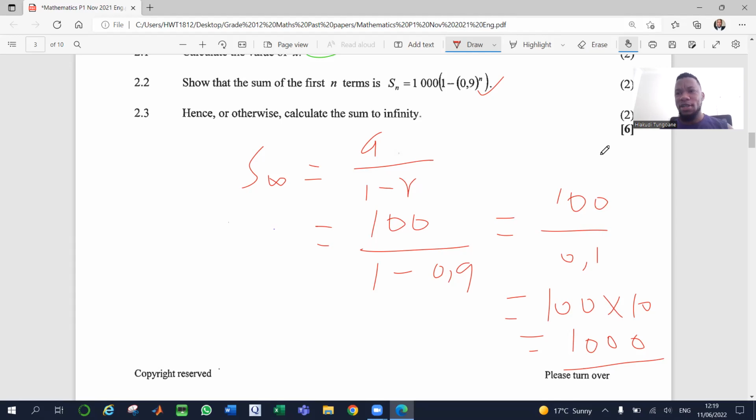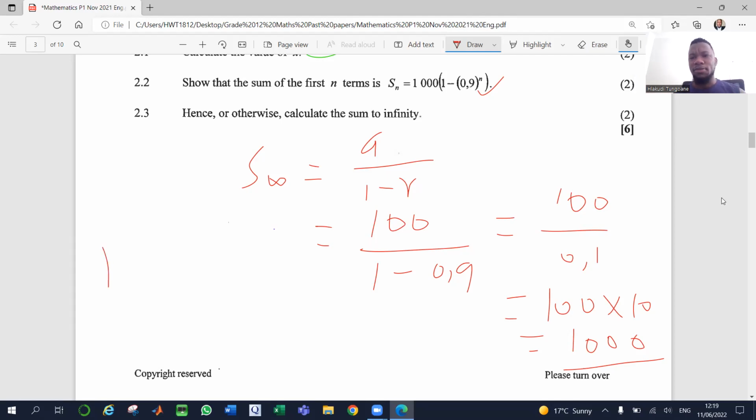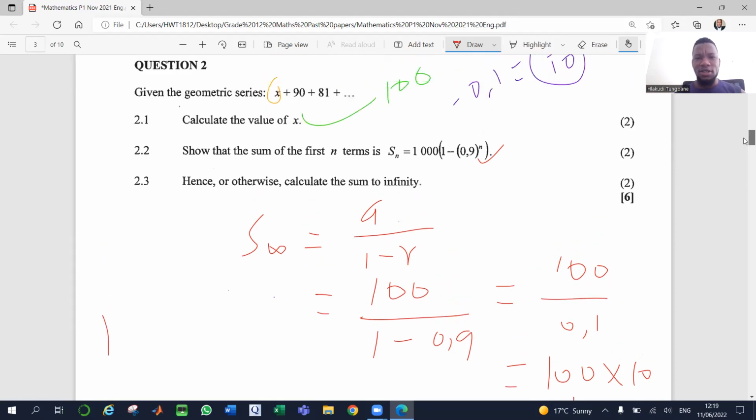And then you'll have your 3 marks essentially. Just as simple as that, because this question was just a straightforward application. If you knew your formulas and you knew how to apply them, then you would have gotten your 6 marks. Simple as that. Okay, so let's look at the second question.